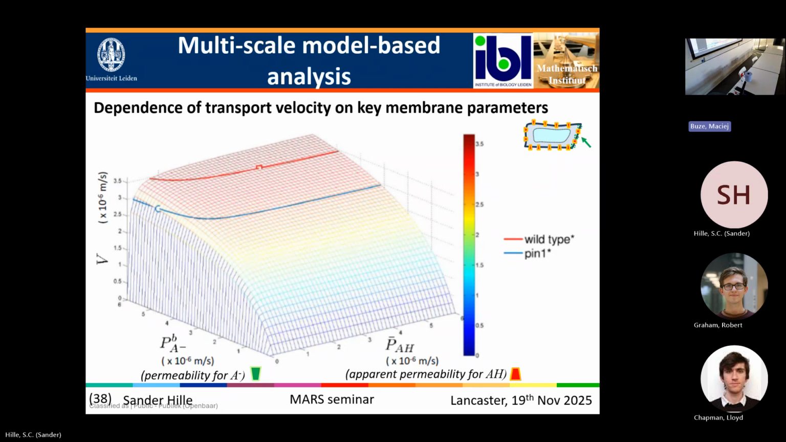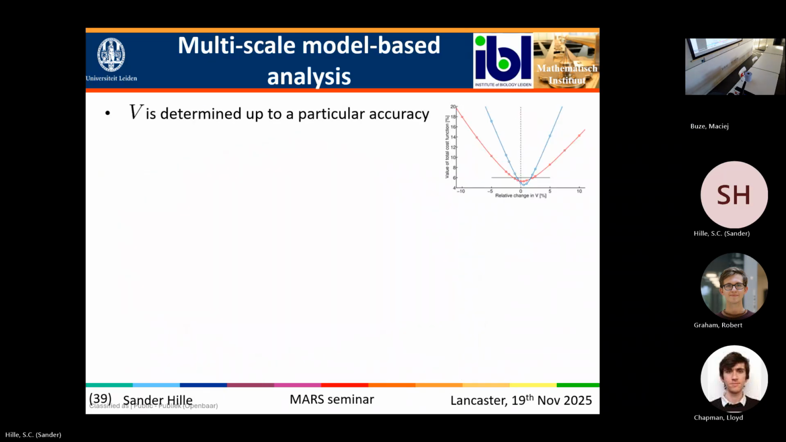And then recall that you can fit the velocity very well to the data. So here we have a data point for the velocity of a wild type, and the one for pin1. What you see is that we determine a velocity, and you get a level set here in red and in blue.